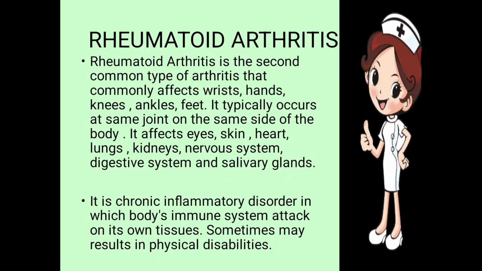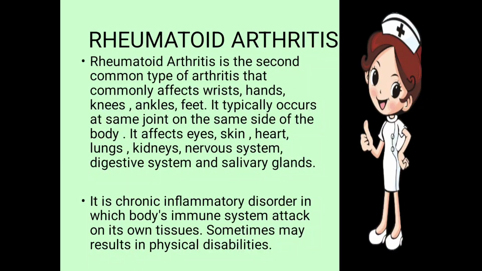Rheumatoid arthritis is the second most common type of arthritis that commonly affects the wrist, hands, knees, ankles and feet. It affects the wrist, hands, knees, ankles and feet. In all these parts the inflammation, meaning swelling, as well as pain takes place in this kind of disease. It typically occurs at the same joint on the same side of the body.